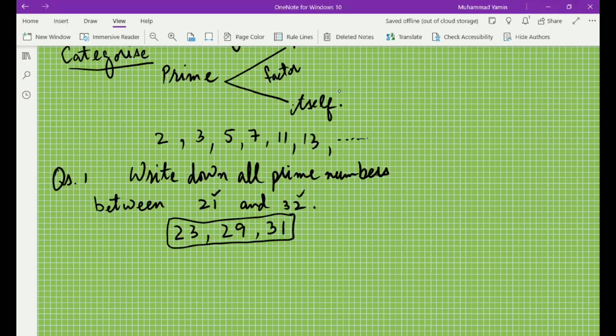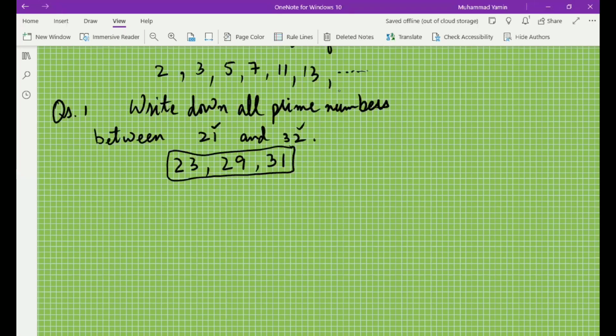Now see, the same question can be given in this way. That is a very important thing to understand. How many prime numbers?